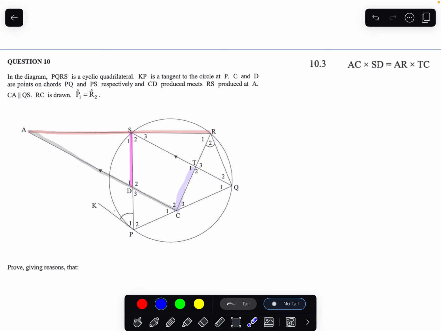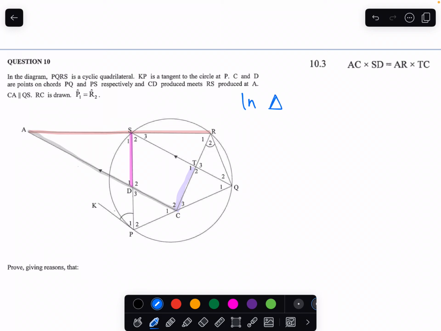So I'm first going to prove that this triangle is similar to this one, so that we can have some kind of relationship between this side and this side. This we've already proved are similar, so I'm just going to find a relationship between this side and this side. Okay, so let's do first things first.